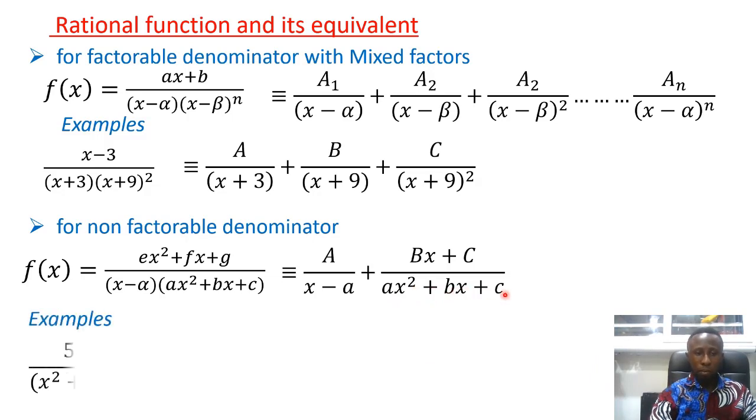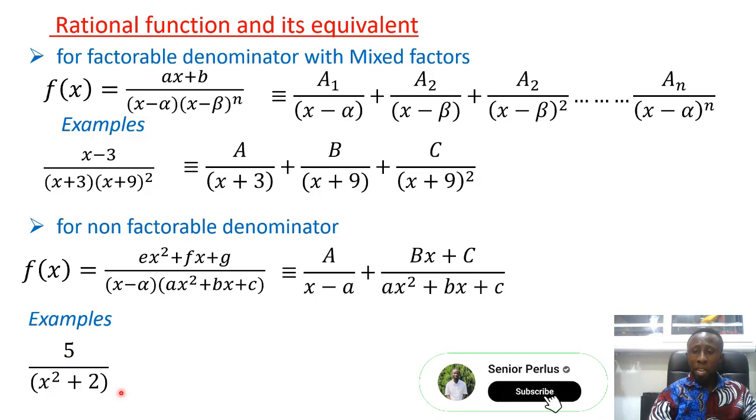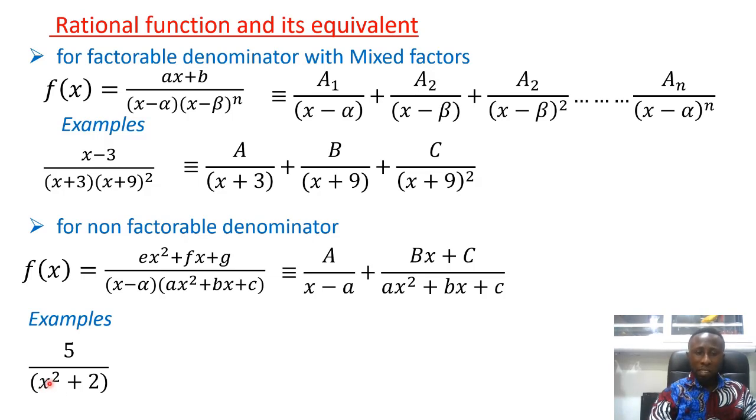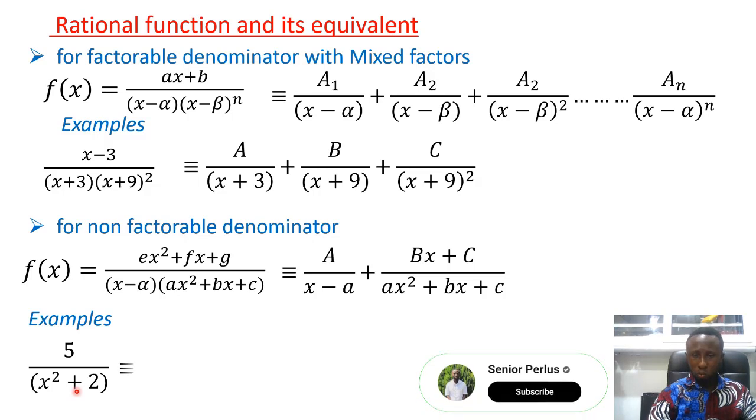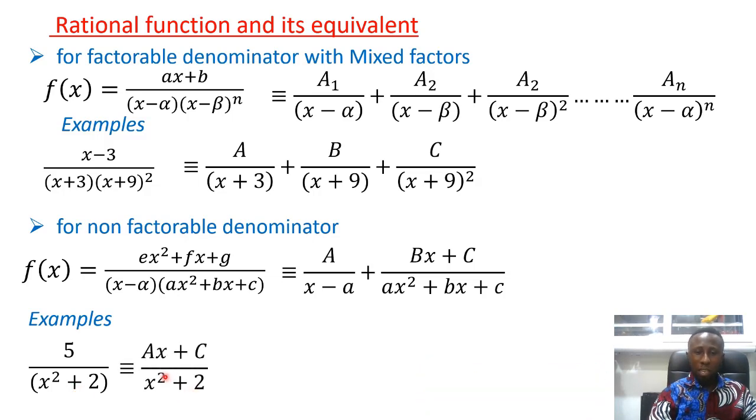Example, this is what we are saying. The denominator is s squared plus 2. Can we get the factors for this? No, you will not get the factors. Since you will not get the factors, its equivalent will be, since there's s squared here, As plus B over (s squared plus 2). So this is what I'm saying: As plus B over (s squared plus 2).